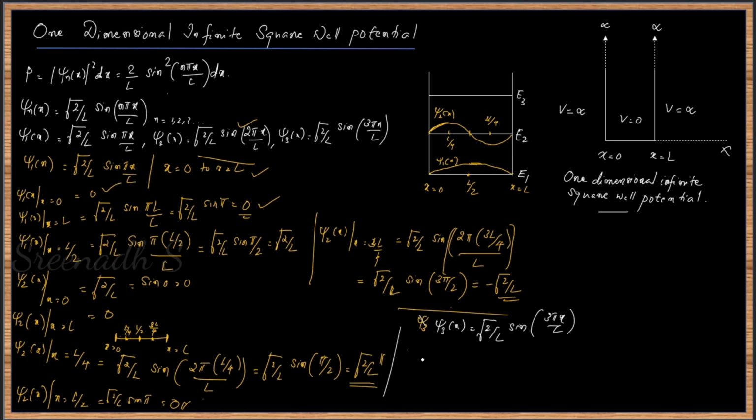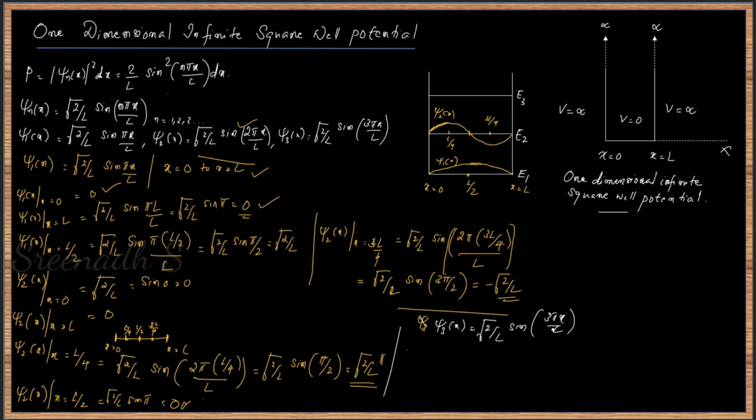Just to look at this space of 3 pi x by L. For the maximum value of sine, what will be the theta value or x value? We need to get pi by 2, right? Pi by 2 or a multiple of pi by 2, right?